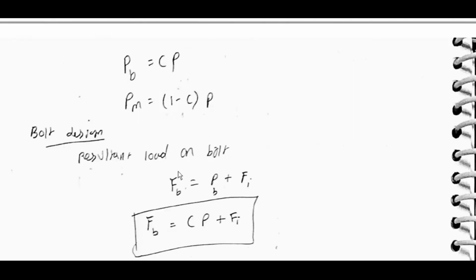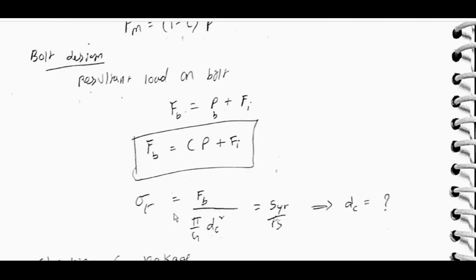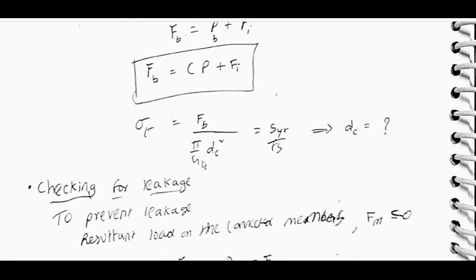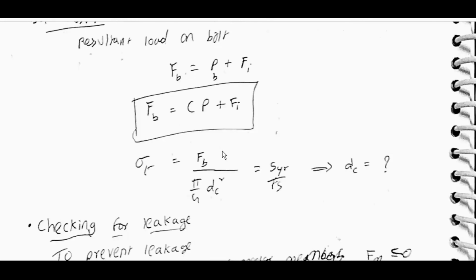Bolt design. Resultant load on bolt Fb is equal to Pb plus Fi. Fb is equal to CP plus Fi. Sigma T is equal to Fb by pi by 4 dc square is equal to Syt by Fs. Dc is equal to question mark. From this resultant load CP plus Fi, from design we can get dc.